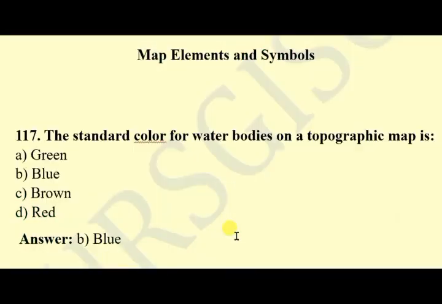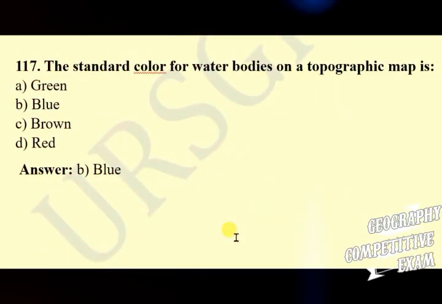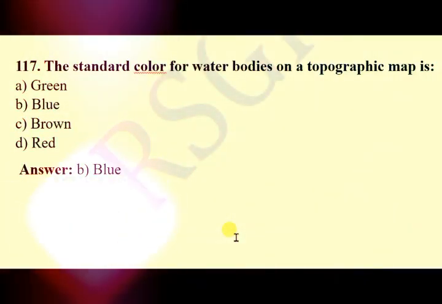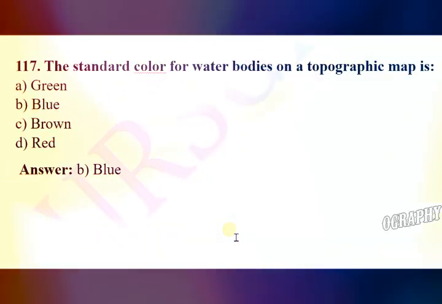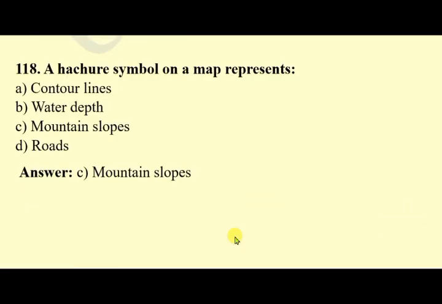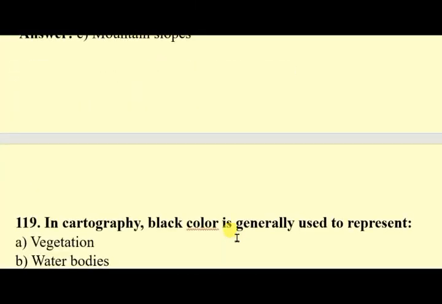Map elements and symbols. Question number 117. The standard color for water bodies on a topographic map is green, blue, brown, red. Right answer will be, of course, blue. Green for vegetation, brown for topography or altitude, and red for settlement or roads. Question number 118. A hachure symbol on a map represents contour lines, water depth, mountain slopes, roads. Here the right answer will be mountain slopes.